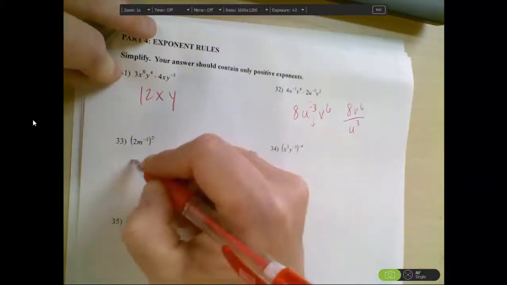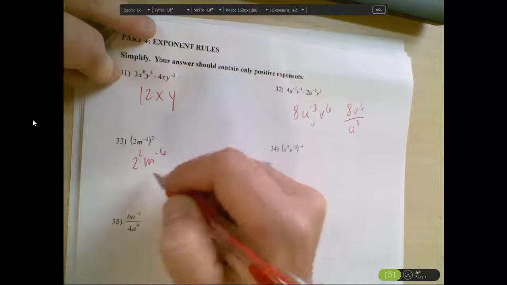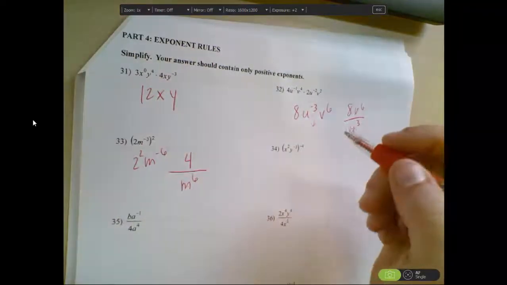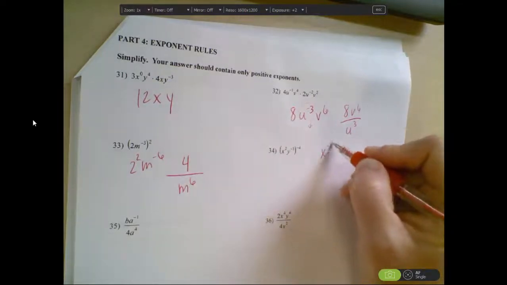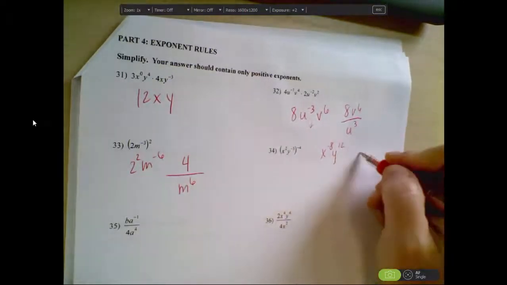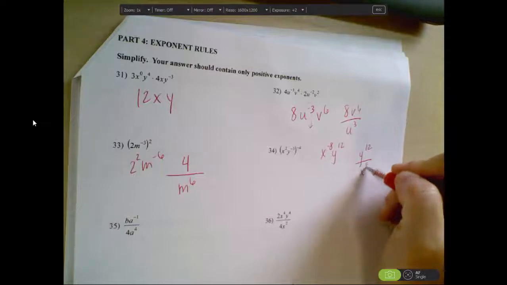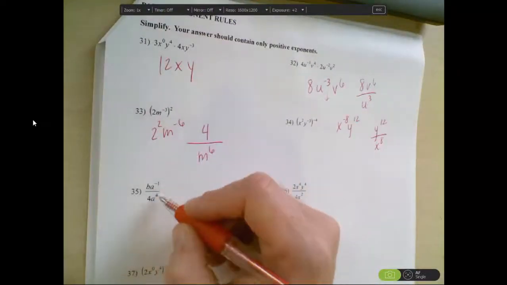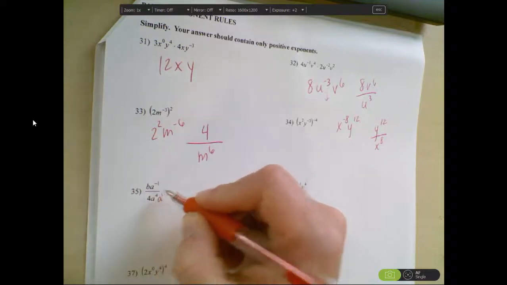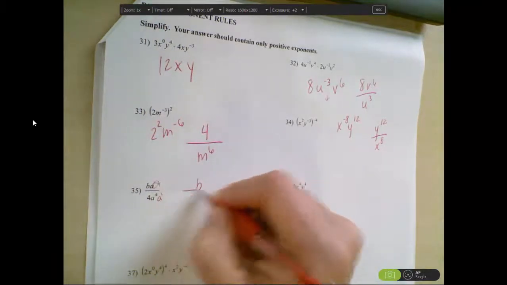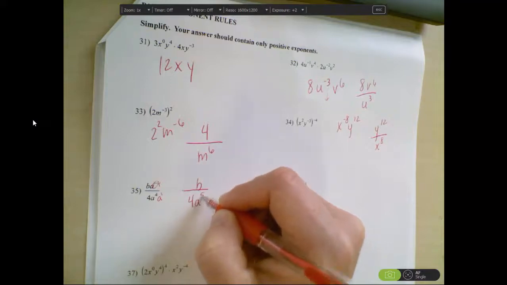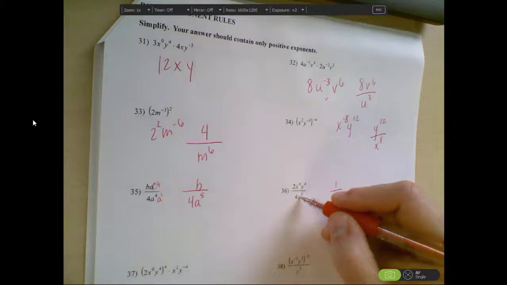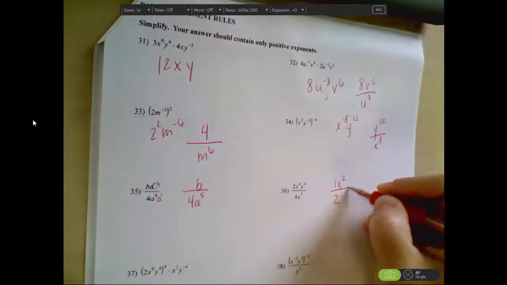Here we multiply the exponents, so I get 2 squared, m to the negative 6. Well, 2 squared is 4, and m to the negative 6 moves down. Here I get x to the negative 8, y to the positive 12. So the y to the 12 stays, the x to the 8 goes. Here, I'm going to move the a down, make it a to the positive 1. So I have b over 4a to the 5th. 2 divided by 4 is a half. 4 minus 2 is 2. And the y to the 4th stays.